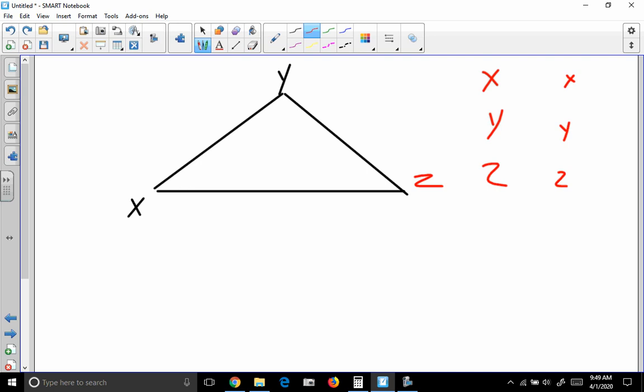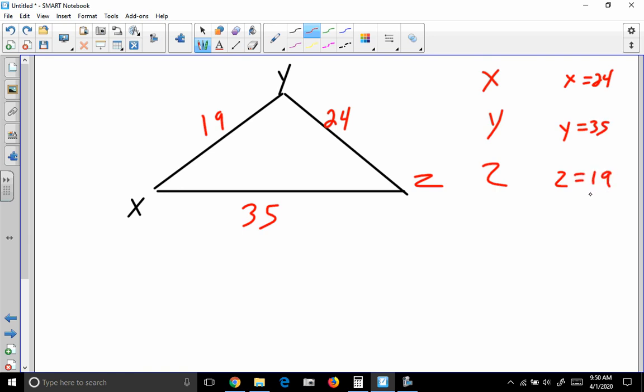So let's use 35, 19, and 20, let's say 24. So let's see, side X would be 24, side Y would be 35, side Z would be 19.